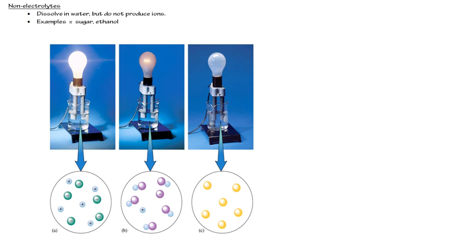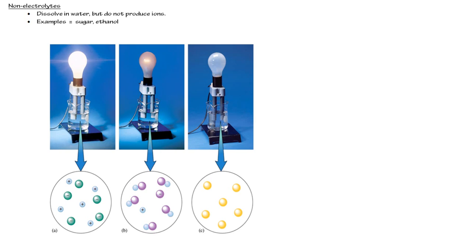We have things that dissolve in water, but when they dissolve, they don't break apart into charged ions. So good examples are sugar or even alcohols. They mix with water really well. Obviously sugar dissolves in water, but there are no ions formed or no charged particles. So if I'm thinking about this as an electrolyte, if there are no charged particles, I can't conduct an electric current.